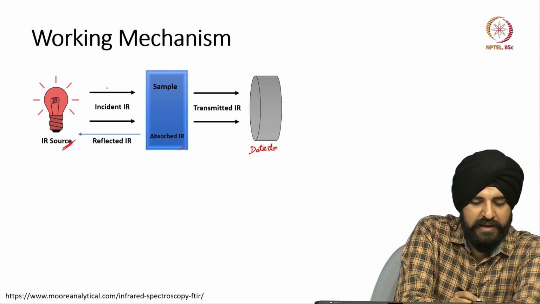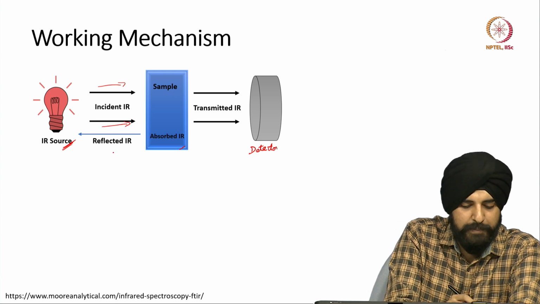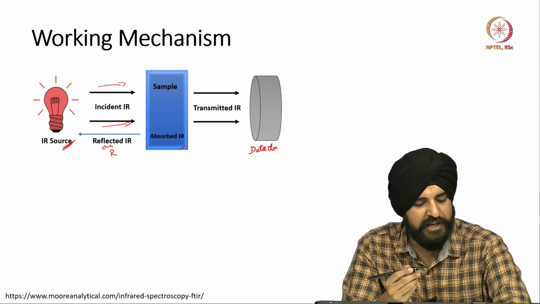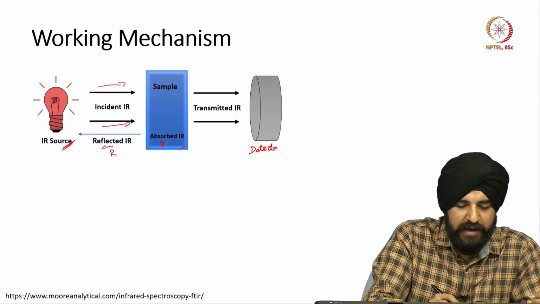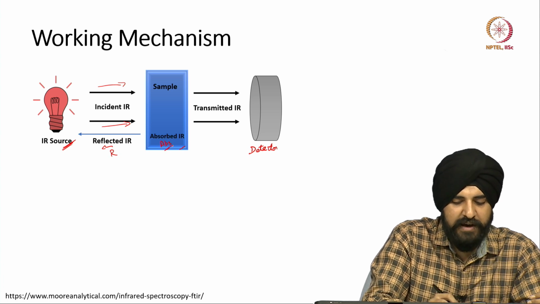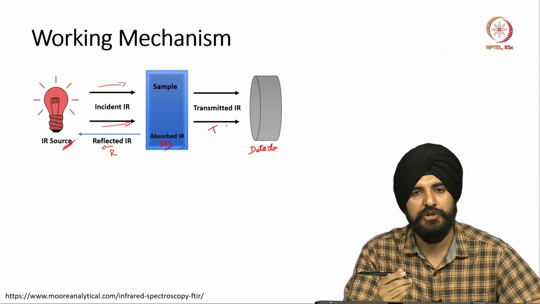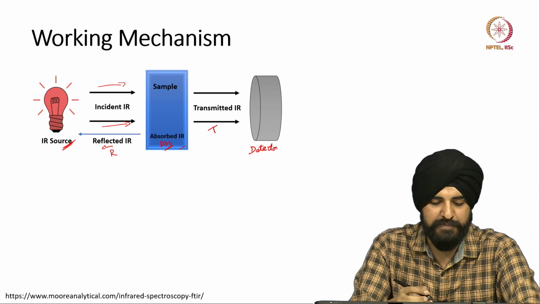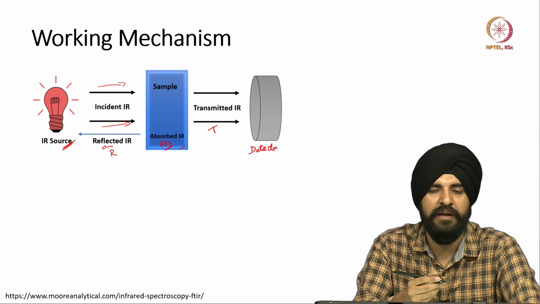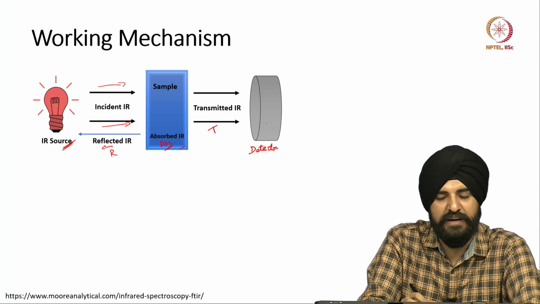The IR source incidents some IR light onto our sample. Some part is reflected back, which I will represent as R, so some of the IR rays are reflected back toward the source. Our sample will absorb some of the IR light, and some of the IR light will be transmitted. Whatever light is not absorbed by the sample is transmitted, and the transmitted light reaches our detector.